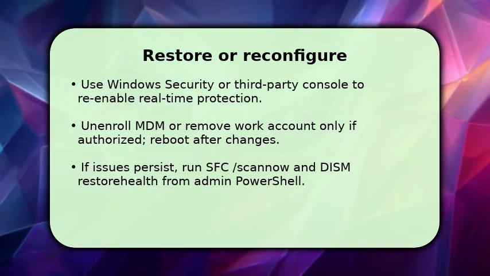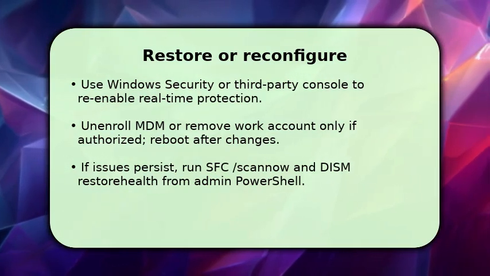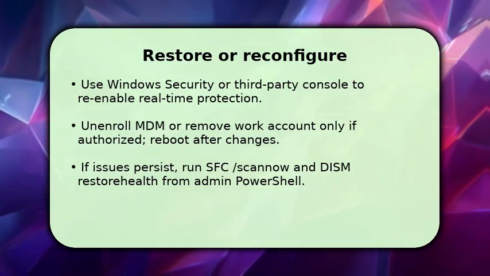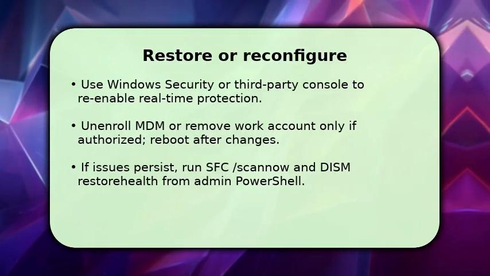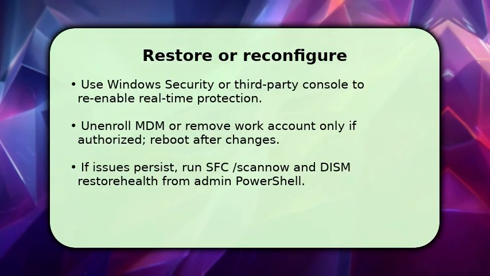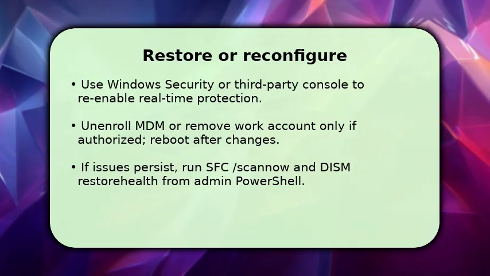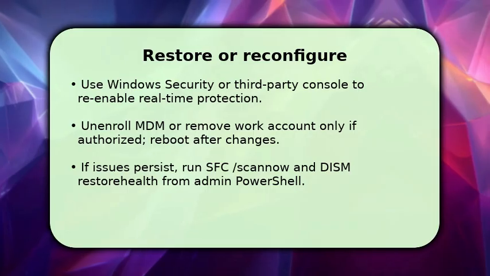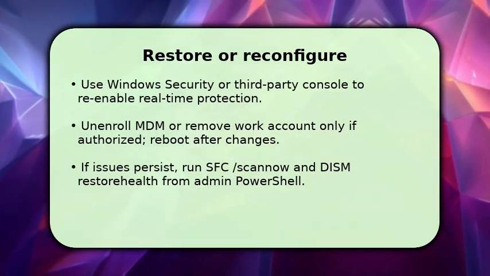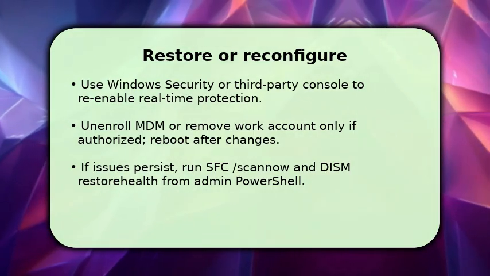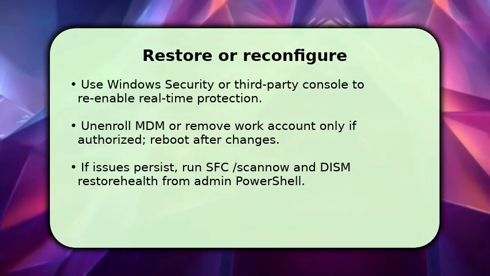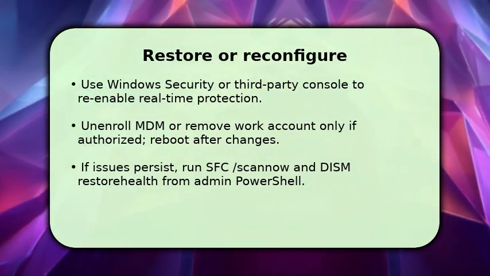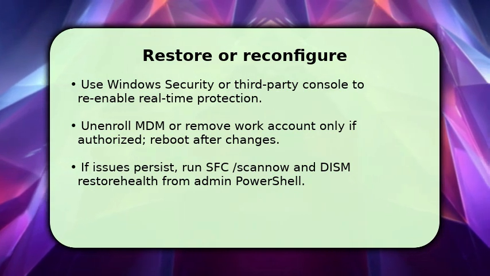Finish by restoring proper protection and confirming the notification clears. You will re-enable real-time protection in Windows Security or reconfigure the third-party AV to register with the OS. If a work or MDM policy must be removed, make sure you're authorized, disconnect the account, then reboot to apply settings. If the message remains, run SFC and DISM from an elevated PowerShell to repair system components. This fixes corrupted system files that can keep old status messages stuck.